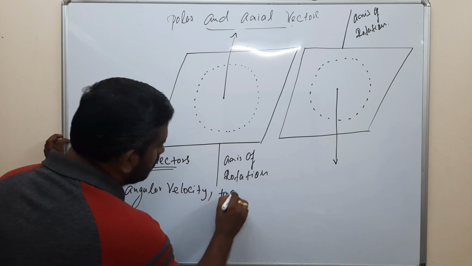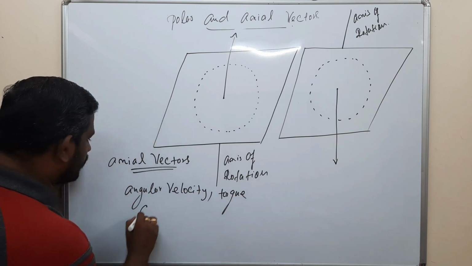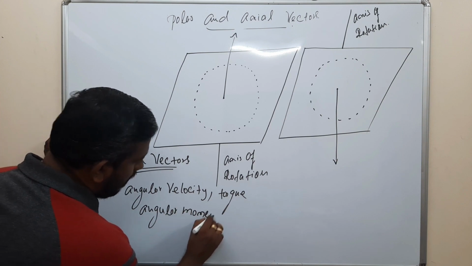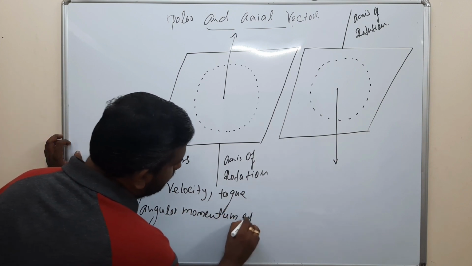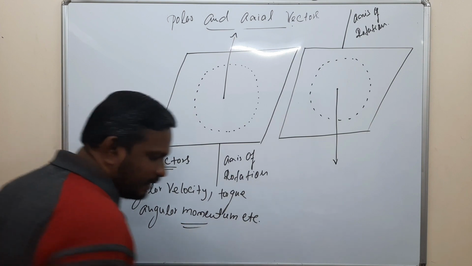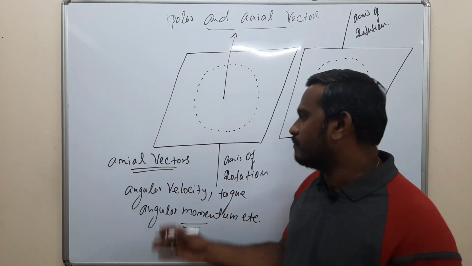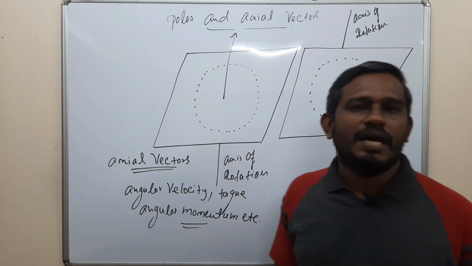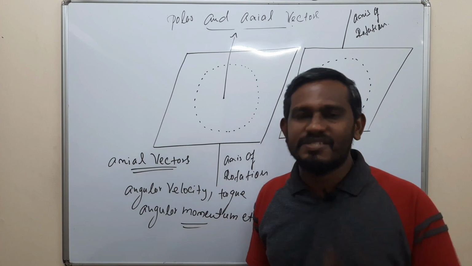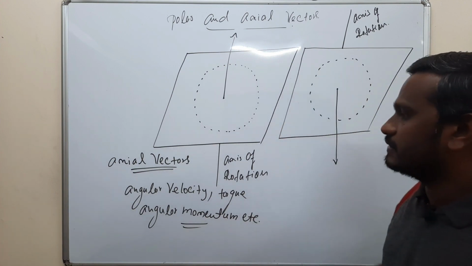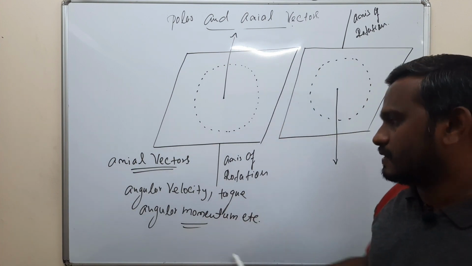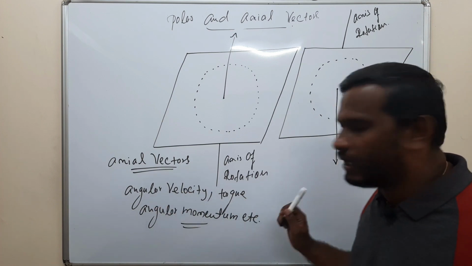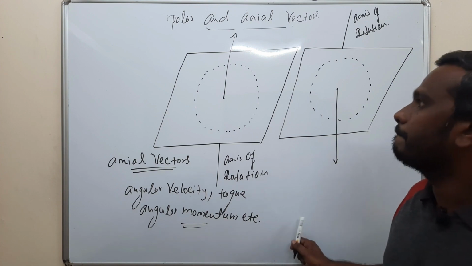torque, angular momentum, etc. These vectors are examples for axial vectors. So axial vectors: in a rotational motion, certain vectors will act through the axis of rotation. Such vectors are called axial vectors. The examples for axial vectors are angular velocity, torque, and angular momentum. Okay, clear?